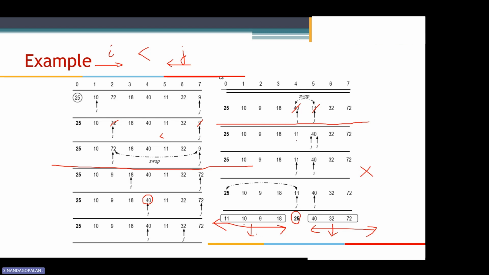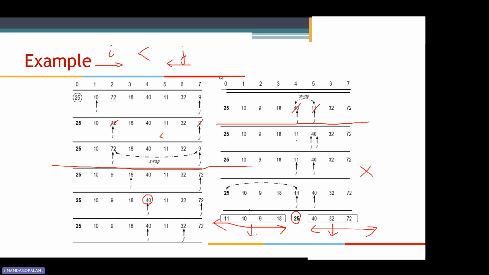So let's take now 11, 10, 9, 18. So this is my pivot. And i and j: 10 less, 9 less, 18 not. So when i comes to 18, it is stopped. That's this one. j is greater, stop. So it's stopped here. So i is not less than j. So no swapping, only the final swapping, that means between the element pointed by j and the pivot.